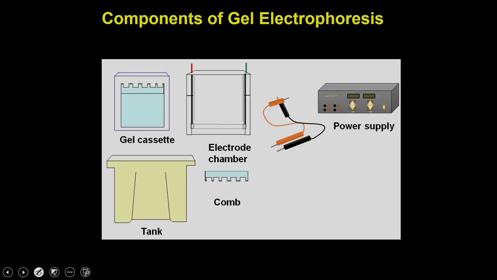These are the components of the vertical gel electrophoresis: you have the gel cassettes, electrode chambers, then the tank where you are going to place these, then the comb, then the electrodes or the power cord, and then the power supply unit, which is going to supply the desired power between the electrodes. These are the electrodes present in the electrode chamber.